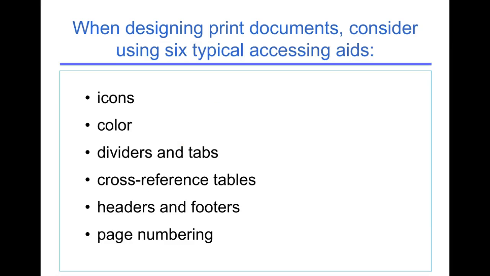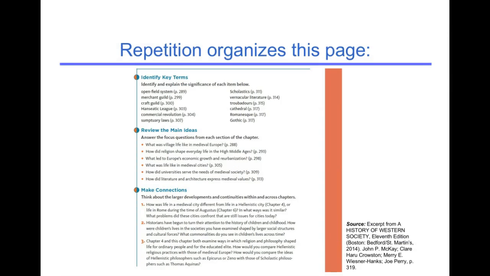When you're designing print documents, you can consider different accessing aids. By accessing aids, what I mean is tools that the reader can use to find the information that he or she needs very quickly and easily. So you can use icons, color, dividers and tabs, cross-reference tables, headers and footers, and page numbering. Those are all elements of design that will help your reader quickly find information.